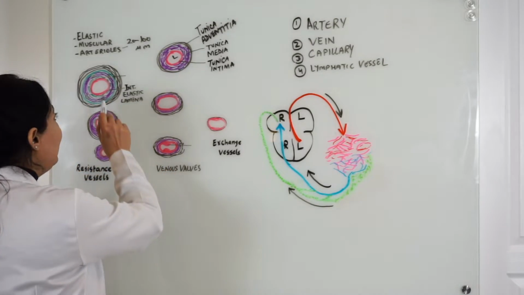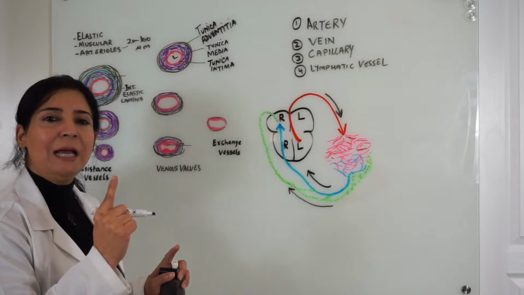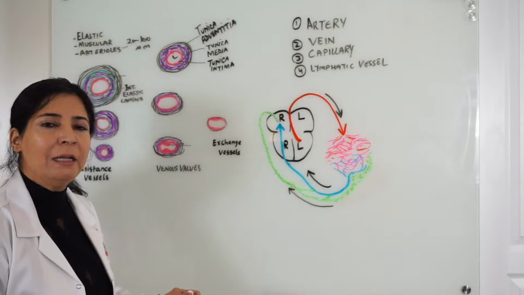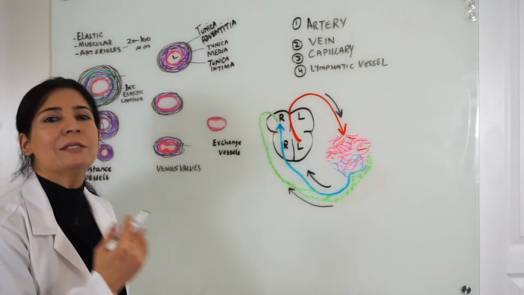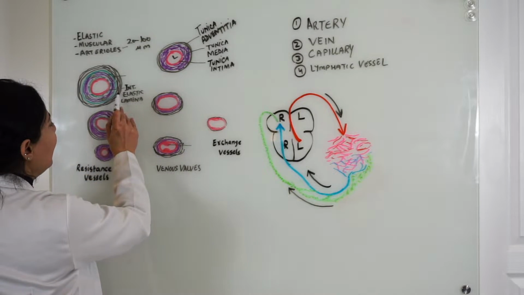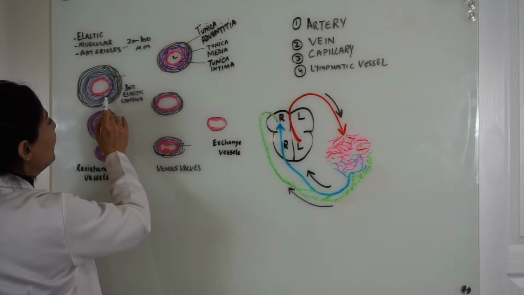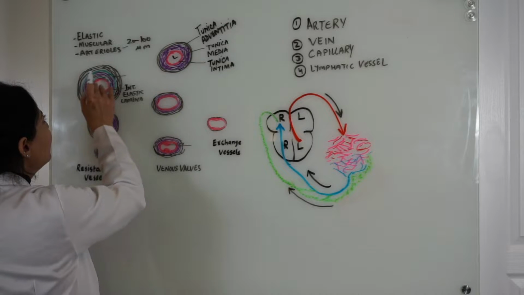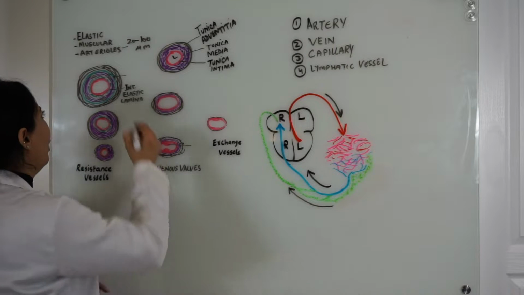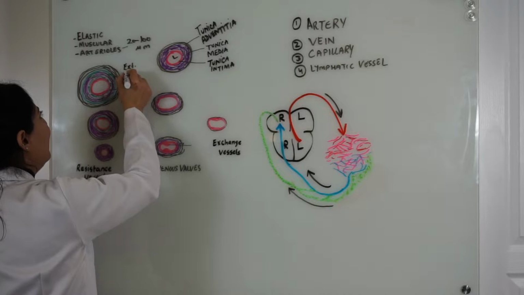Okay, so we were talking about the elastic arteries. In the elastic arteries, the tunica media has a huge quantity of elastic fibers and smooth muscle cells blended together. Then you can see the tunica media, and outermost is the tunica adventitia. Between the tunica adventitia and tunica media, we have a continuous layer of elastic tissue that we call the external elastic lamina.